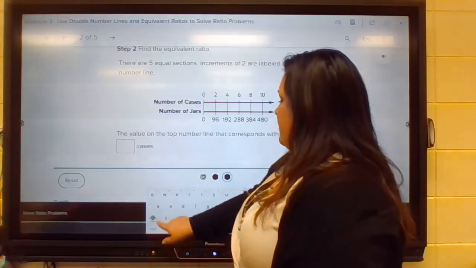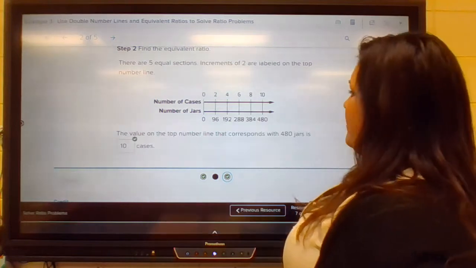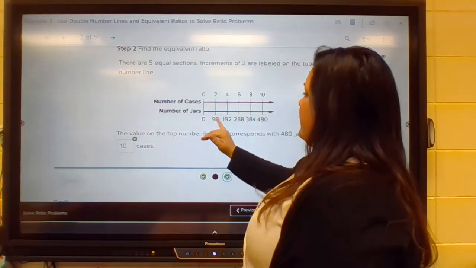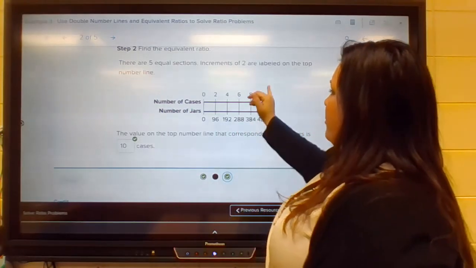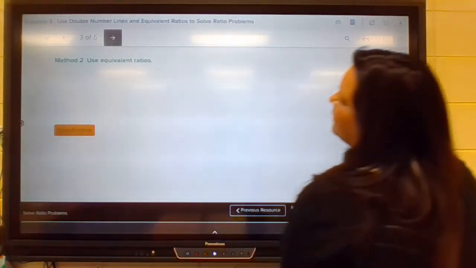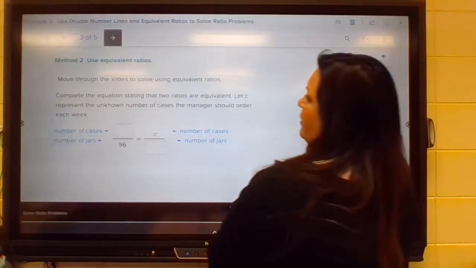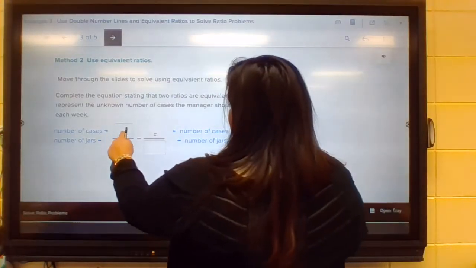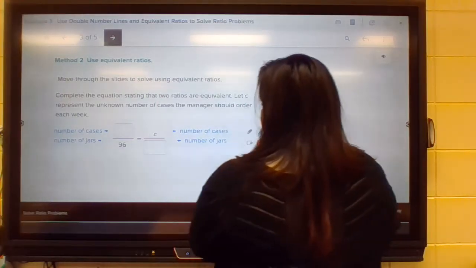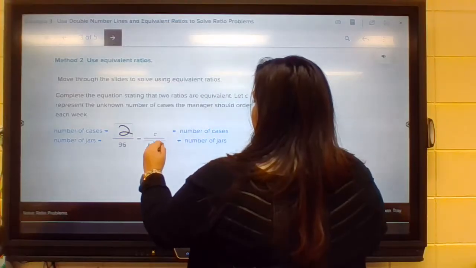So if we enter our value 10, we should be correct. Okay, so they gave us the original ratio here. We needed to work up to 480 to get to then 10. Now, once again, you can use equivalent ratios for this. The number of cases we said was 2 here. I'm just going to use this 2. And the total number of jars was 480.